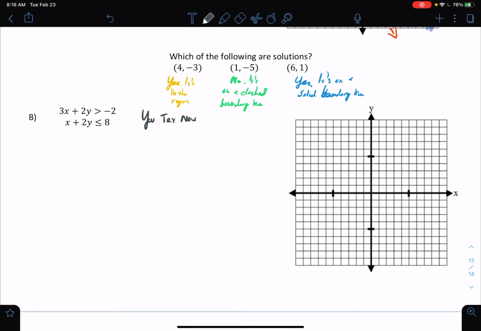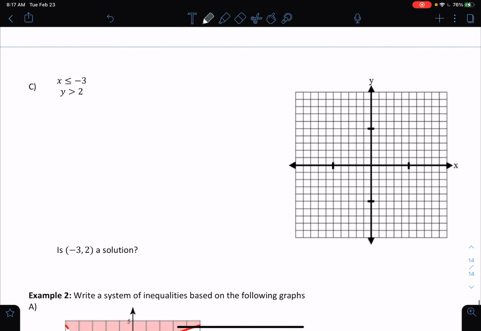All right, so you can either pause the video now or come back to it after I'm done. But that's going to be a you try now that we go over in class. So try that out. Get them into slope-intercept form, graph both of them, see where the shading regions overlap. All right, then we move on to part C.